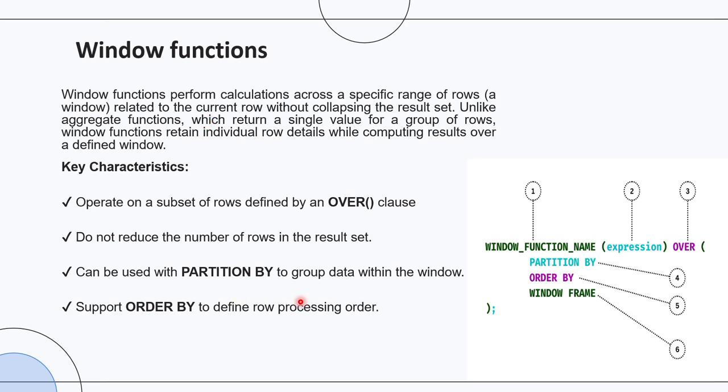Window function always works with the OVER clause. We can use PARTITION BY to divide the data into groups and ORDER BY to define the sequence in which the rows should be processed. These clauses help determine which rows belong to the window and how the calculation should be performed. This makes the window function extremely useful for running totals, ranking, comparison, and many analytical calculations.